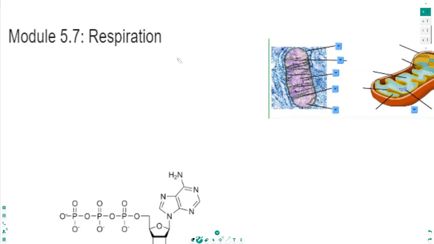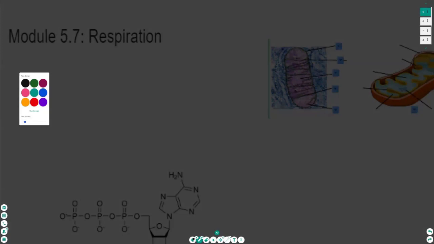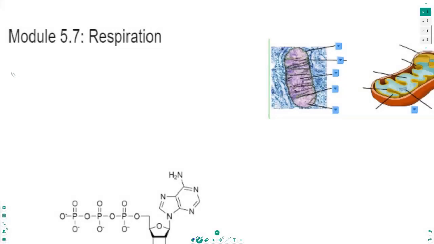All chemical reactions that take place are known as metabolism or metabolic reactions, and we classify those into two types. The two types of metabolic processes are anabolism, which is the building reactions.